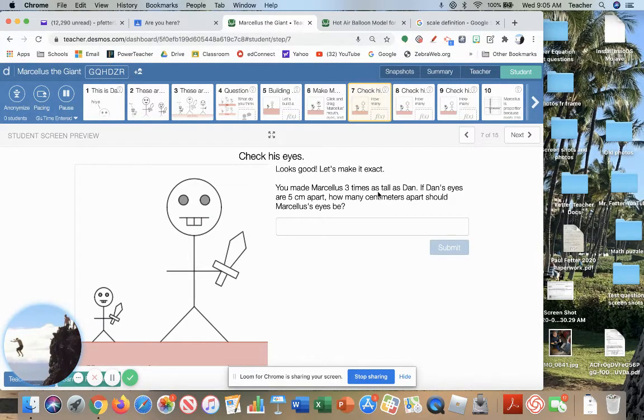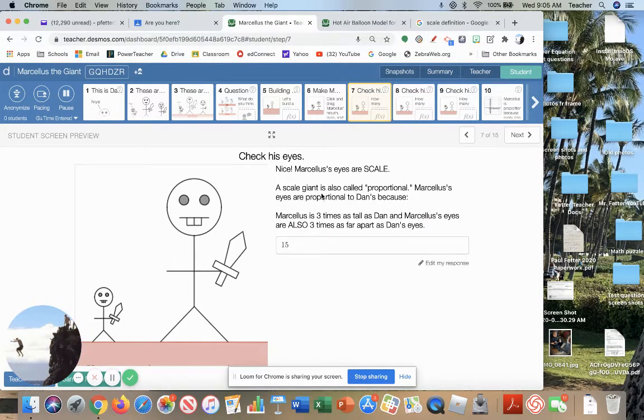You made Marcellus 3 times as tall as Dan. If Dan's eyes are 5 centimeters apart, how many centimeters apart should Marcellus's eyes be? Okay, so if his eyes are 5 apart, then his eyes need to be 5 times 3, because that's the scale, or 15 apart. Okay, Marcellus's eyes are scale. A scale giant is called proportional. Marcellus's eyes are proportional to Dan's because Marcellus is 3 times as tall as Dan, and Marcellus's eyes are also 3 times as far apart as Dan's eyes.